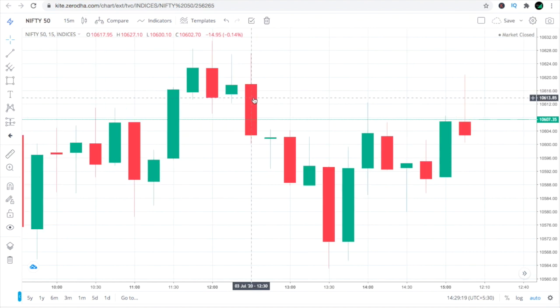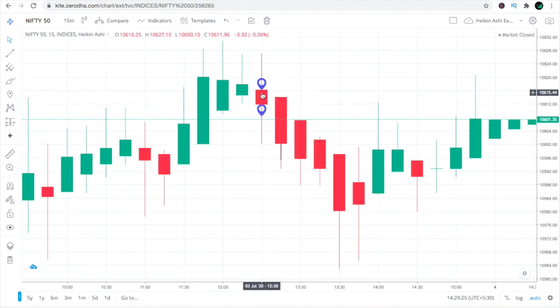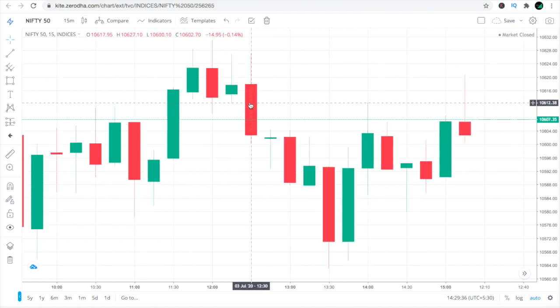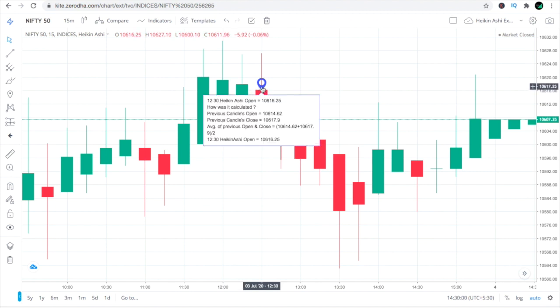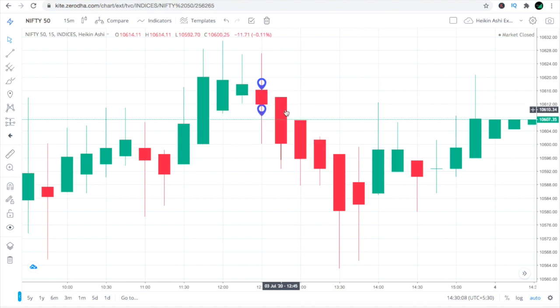So now we can see that the opening price on the candlesticks is 10,617.95, whereas the opening price on the Heikin-Ashi chart is 10,616.25, right? So we have to understand that a candlestick represents the actual price at that point in time, whereas Heikin-Ashi, as the name suggests, takes the average of the opening and closing of the previous candle in order to determine its opening price. Alright, now how is Heikin-Ashi close calculated?